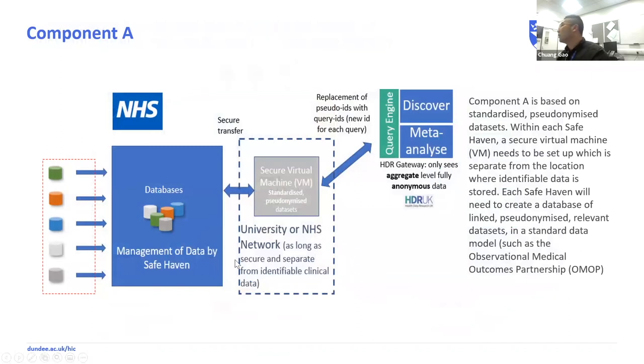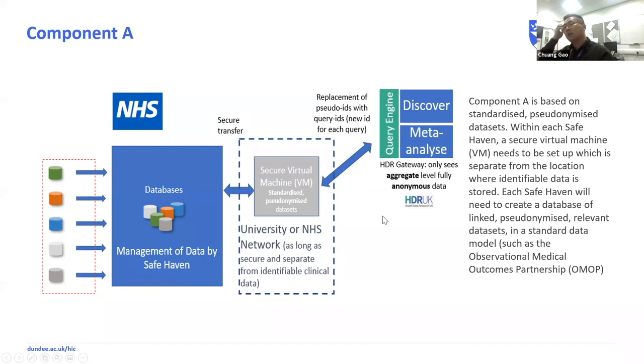So first of all, component A. So this is a data repository of the safe haven. And component A is a standardized pseudo-anonymized datasets based component. So we extract part of the data that we need, and then we transform that data into a standardized common data model and also common data standard, and host that data in a virtual machine. And then we sit the software on top of this virtual machine to conduct the discovery or meta-analysis.